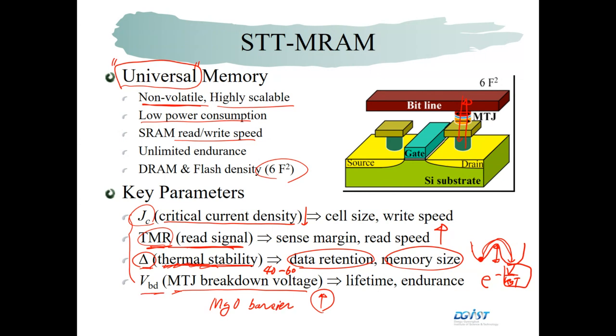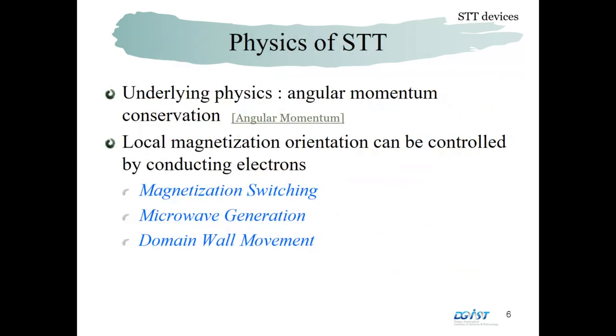And this is also related to the lifetime of the memory cells and the endurance. So it should be higher. Those three terms, we are not talking about in this class. We are focused on the critical current density and how we can switch the magnetic layer with the current. Okay, so what is the physics of the STT?